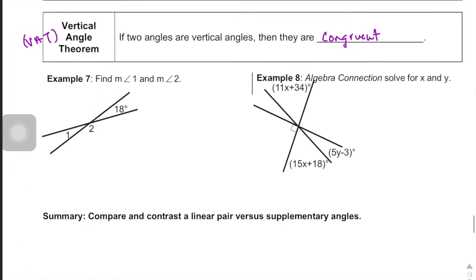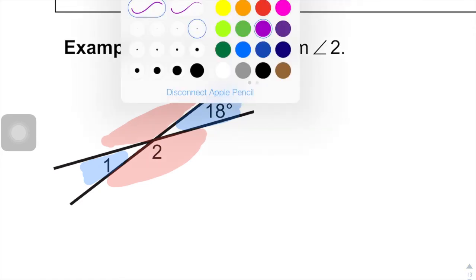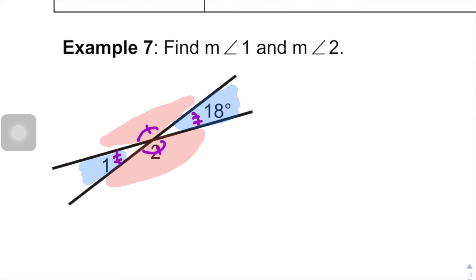Let's take a look at this next example. What's the measure of angle 1 and the measure of angle 2? In this picture, I have two intersecting line segments. I can immediately identify where my vertical angles are. Here's a vertical pair, and here's another vertical pair. Remember, those vertical angles are equal, so we can mark them equal to each other. That immediately tells us the measure of angle 1 should be equal to that 18 degrees.